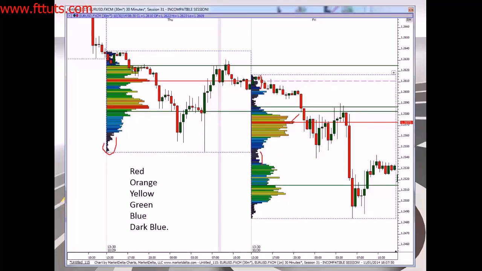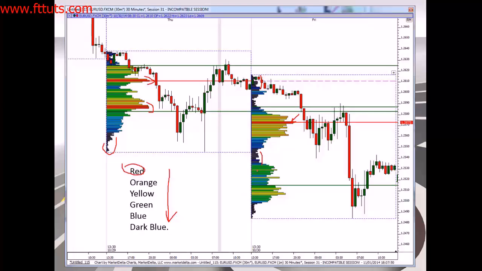The red nodes that you see here and here and here, these are high volume. So we reduce volume as the colors move towards the lower end of this column. Red being the most intense, followed by orange, followed by yellow, green, blue, and dark blue.